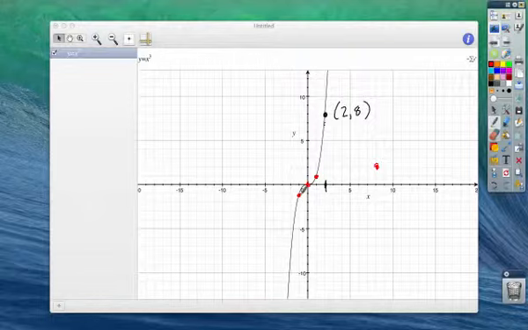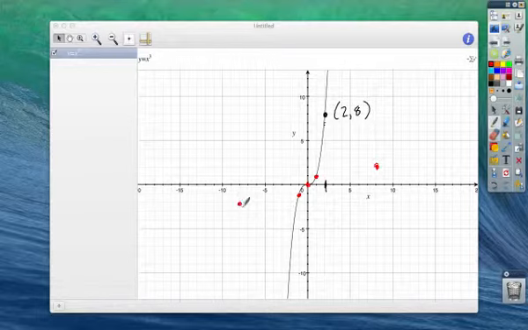Switch them. Negative 8 comma negative 2. So negative 8, negative 2 goes there.